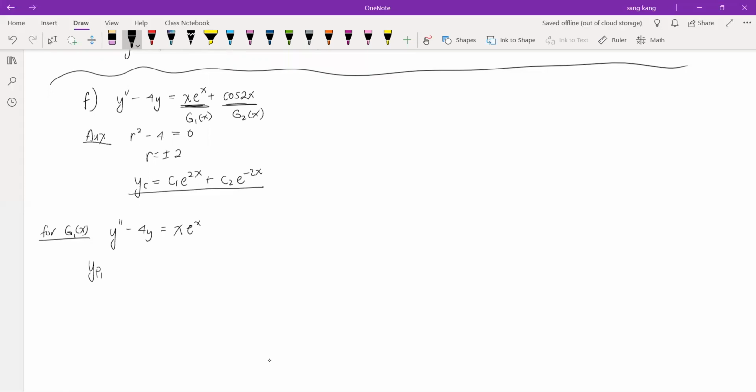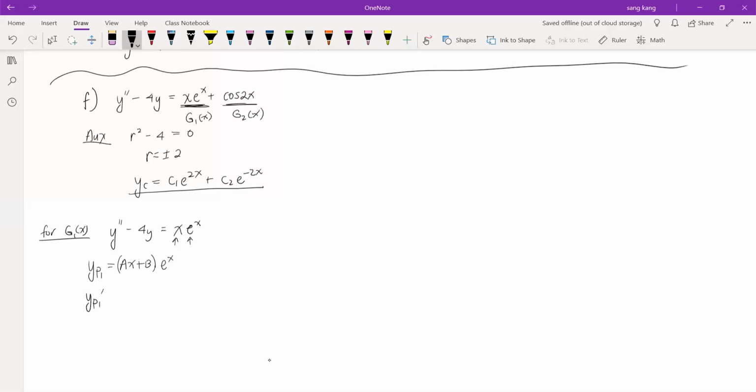So this will be a product of 2. So first, let's look at that one. That should be ax plus b. It's a polynomial, right? And then the second term will just be e to the x. And then the coefficients are taken care of in here, right? If you multiply that out, the e to the x will have coefficients. So we don't need to put another coefficient in front of it.